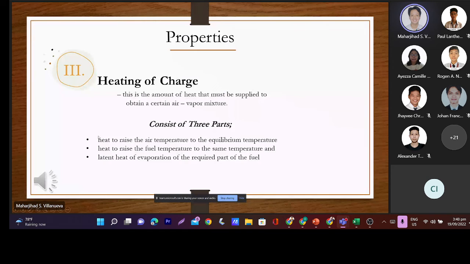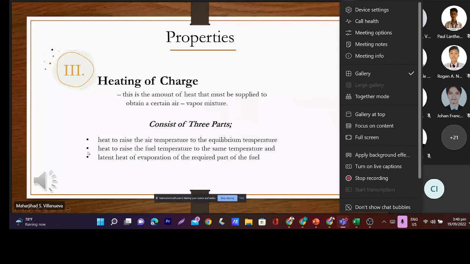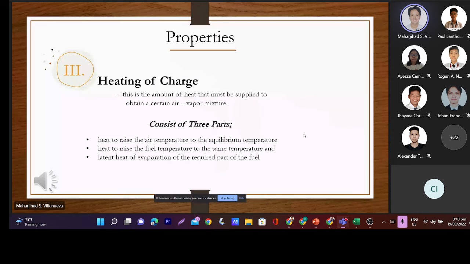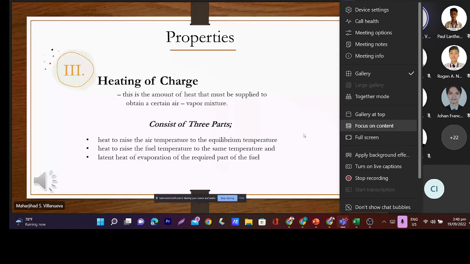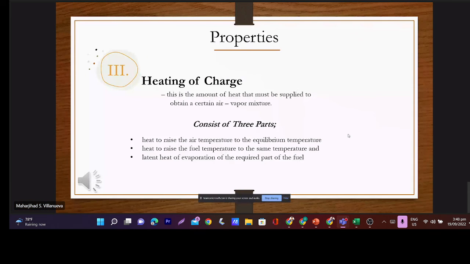This is the amount of heat that must be supplied to obtain a certain air mixture. 3 parts. First one is heat to raise the air temperature to the equilibrium temperature. Second, heat to raise the fuel temperature to the same temperature. And last, the latent heat of evaporation of the required part of the fuel.